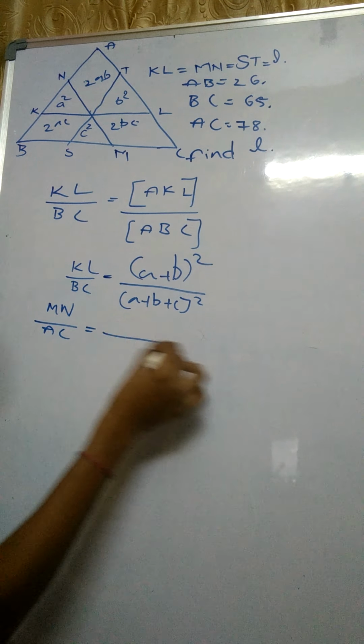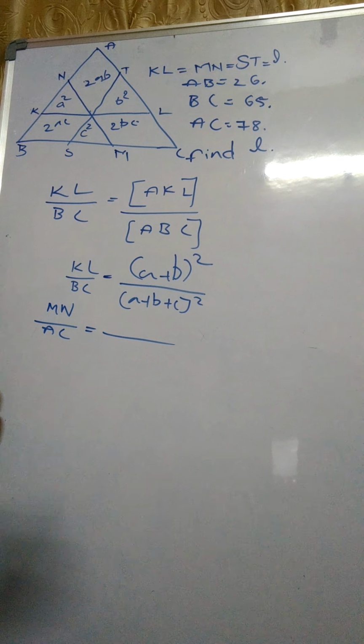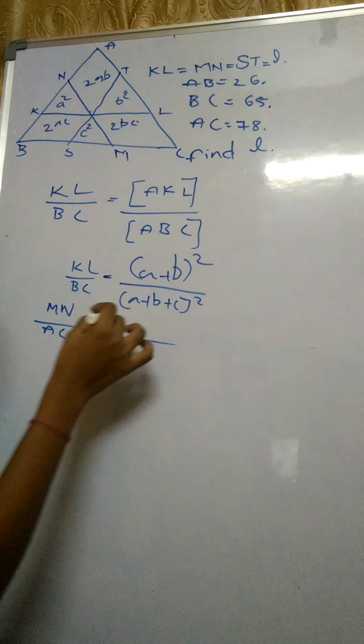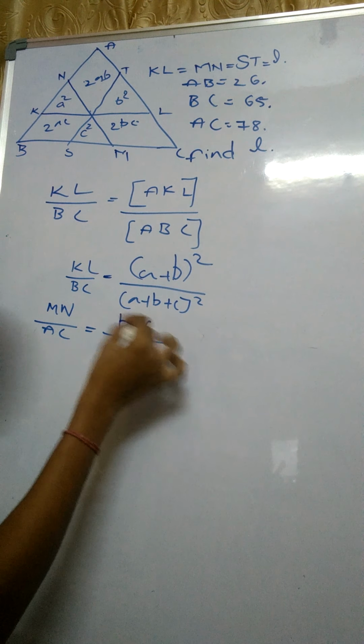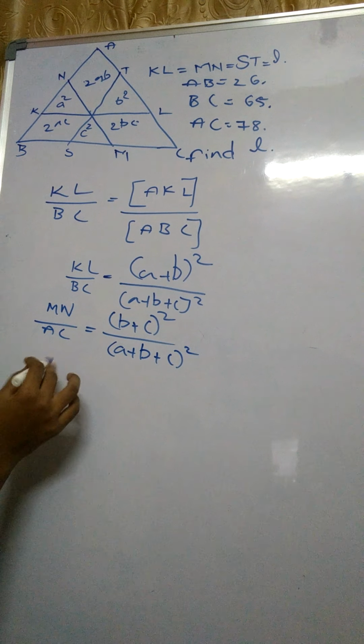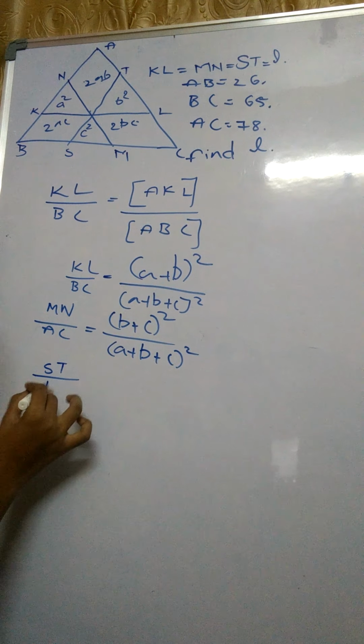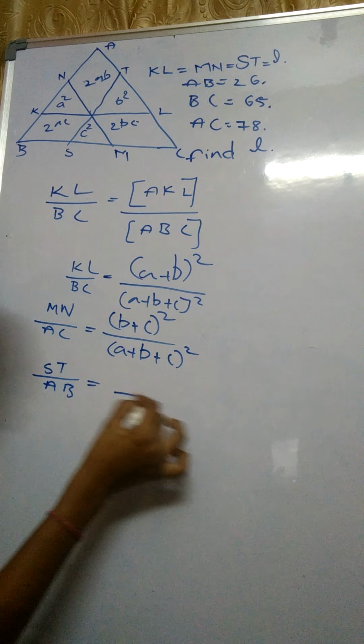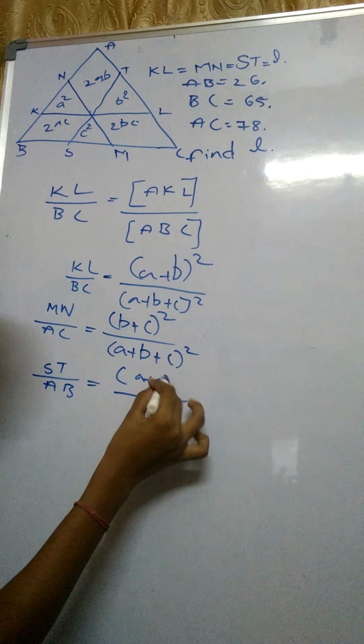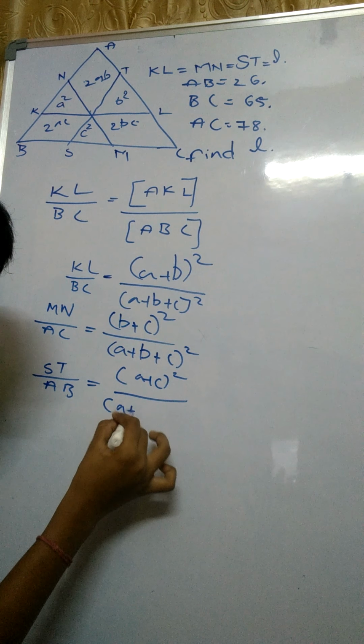We will get B plus C whole square by A plus B plus C whole square. Same for ST by AB is equal to A plus C whole square by A plus B plus C whole square.